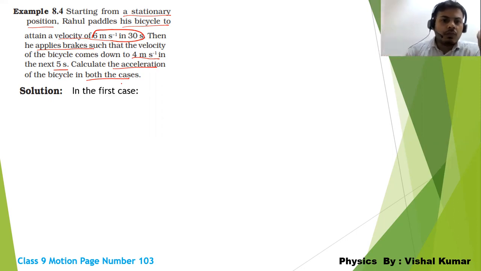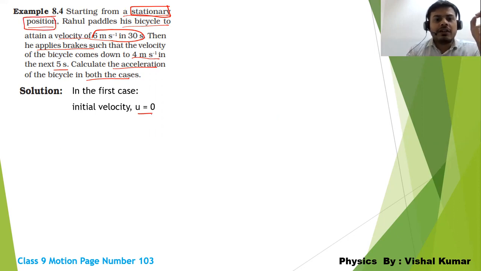Now moving toward case 1. In case 1, what is given: the initial velocity is 0. Why is the initial velocity 0? Because Rahul started pedaling the bicycle from a stationary position, and the meaning of stationary position is at rest. That's why the initial velocity is u is equal to 0.